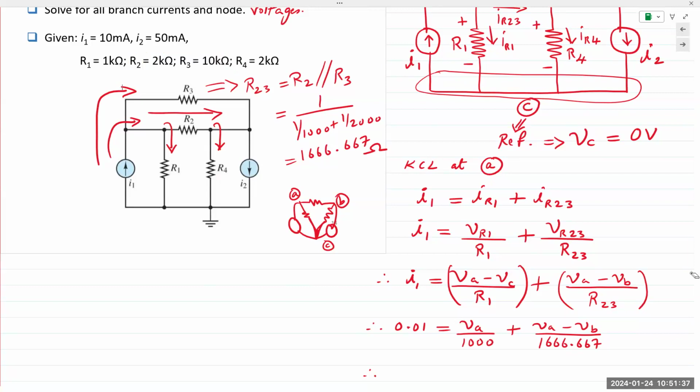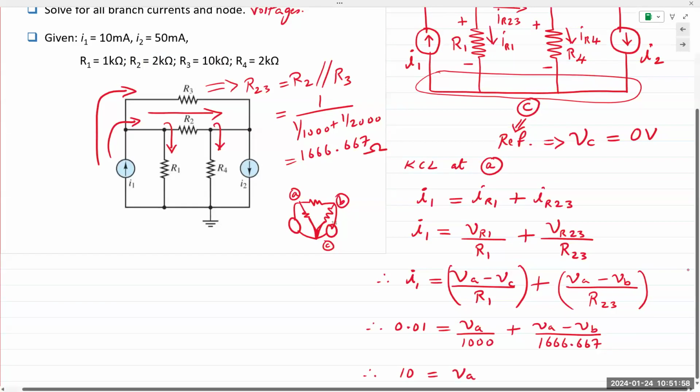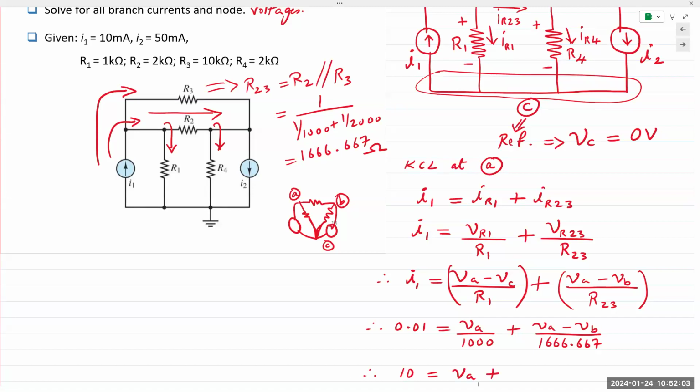Let's see. Where was I? Oh, yeah. At this point, after you plug in the values, you can solve any way you want. The way I like to do it is I like to get rid of all the numbers in the denominator and bring it upstairs. So I multiply everything by 1000 and that gives me 10 is equal to VA plus 1000 divided by 1666, 0.5999. Does everybody have the same?